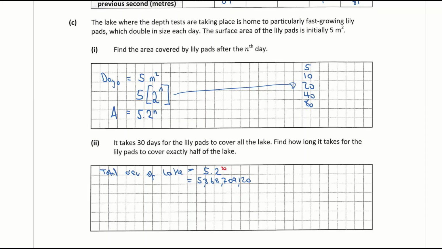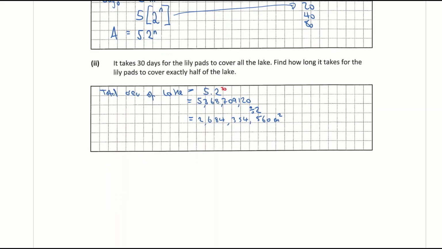And it's then telling us that it wants to find how long it takes to cover half the lake, so I'm going to divide that by 2 to get the area that we're basically concerned with, which is 2684354560. So that's the area of our lake in meters squared, and we want to basically find out how long it takes to get to that stage. So I'm taking my formula, which is 5 times 2 to the power of n, and I want that to equal 2684354560, the area of my half lake basically.